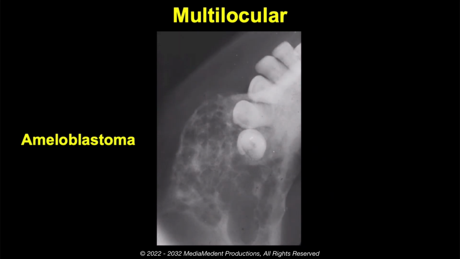This occlusal radiograph of another patient illustrates the honeycomb appearance that may be taken on by ameloblastomas. You can also see that the expanding lesion has thinned the facial and lingual cortical plates of the mandible.